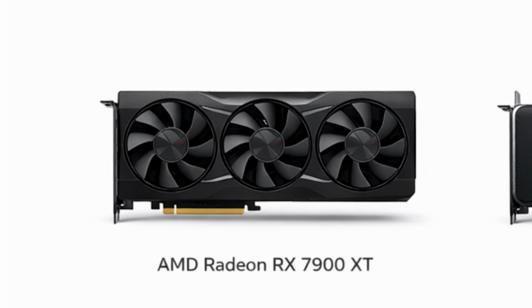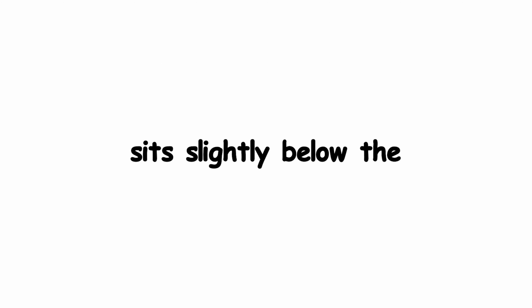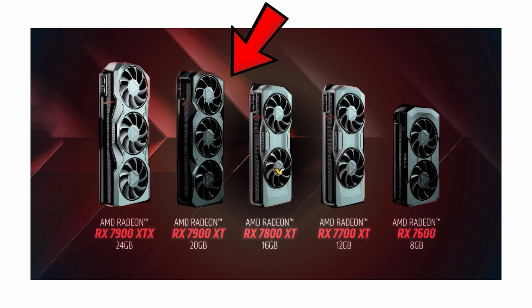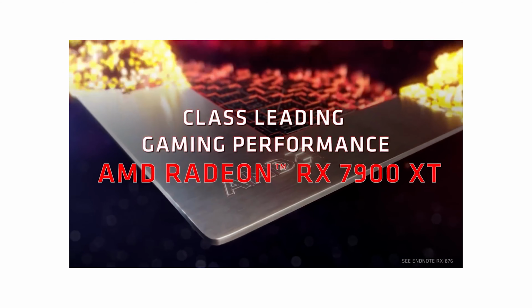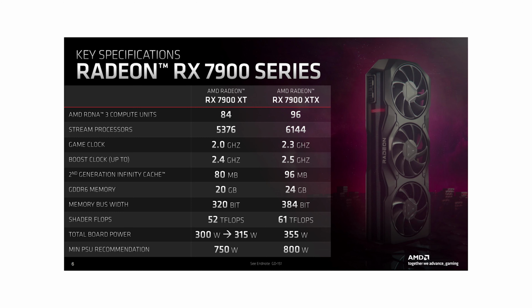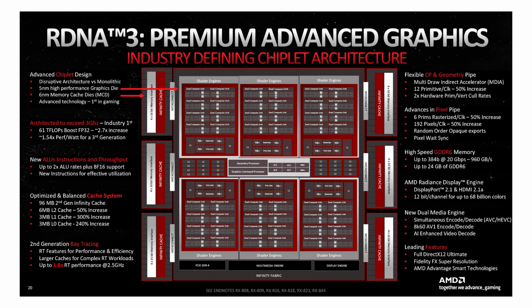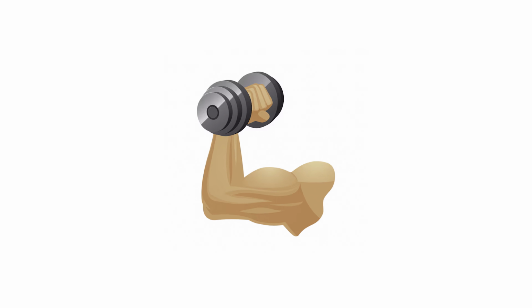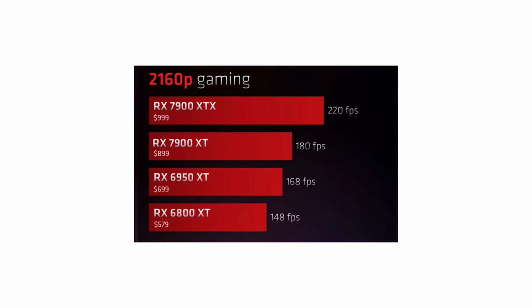AMD Radeon RX 7900 XT. This model sits slightly below the XTX version and is designed to offer much of the same architecture with reduced specifications. It still uses the RDNA 3 design and maintains strong gaming performance, particularly in high-resolution environments.